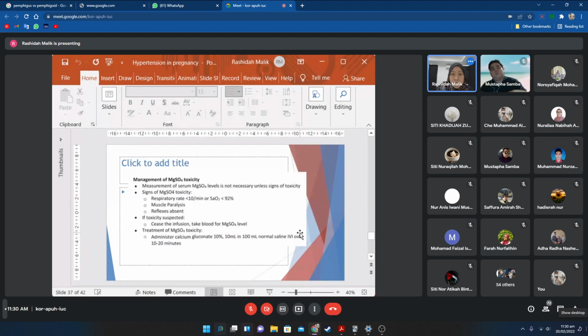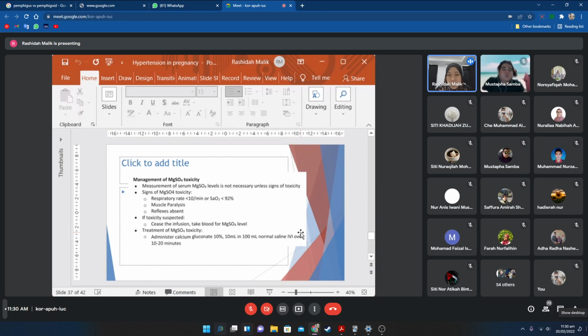So what happens if the patient has signs of magnesium sulfate toxicity? For example, she has a respiratory rate less than 10. This is actually already too late. You will need to detect it even earlier. You will need to detect, because the first sign will be loss of deep tendon reflex. At that point of time, you will need to act already. So if there are signs of magnesium sulfate toxicity, only then do you take a level of magnesium sulfate, but you will need to treat the patient immediately because the patient can go into cardiorespiratory collapse.